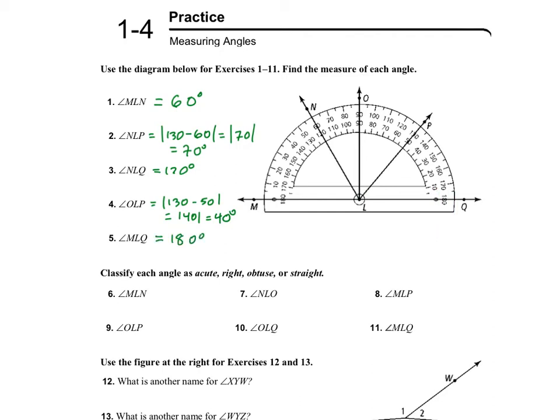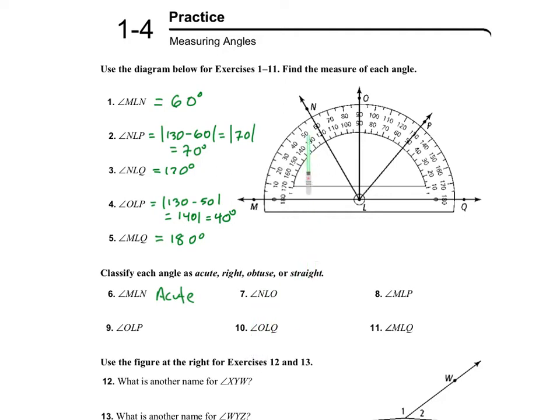180, right? On this one, we want to classify each angle as acute, right, obtuse, or straight. We can classify that just by looking at the angle. So coming back here, right? MLN. We already know that it's 60 degrees, so this is an acute angle.